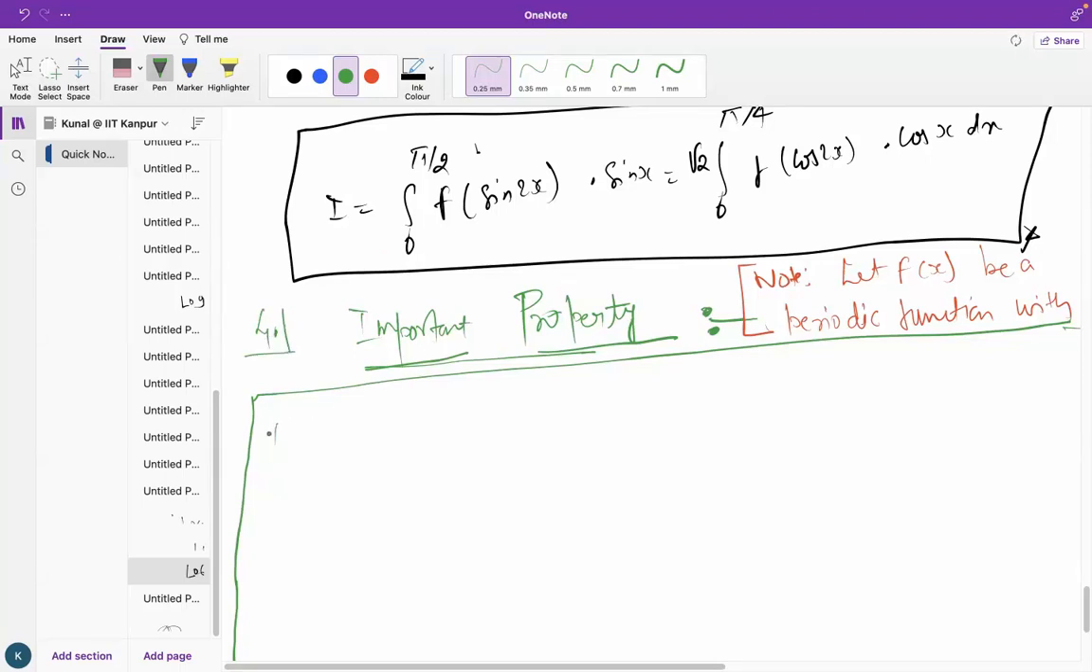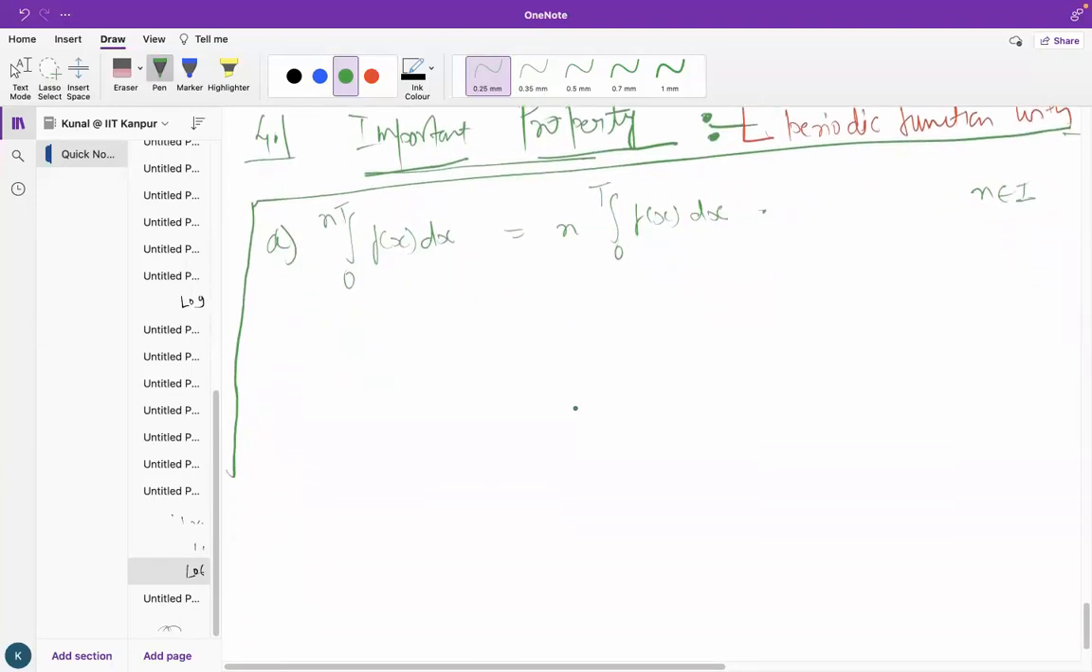So let me write here, it's part A. When we are integrating a function from 0 to nt, where t is the period of the function and n belongs to any integer, f(x) dx, it is equal to n times the integral from 0 to t of f(x) dx. This is our first property, okay?